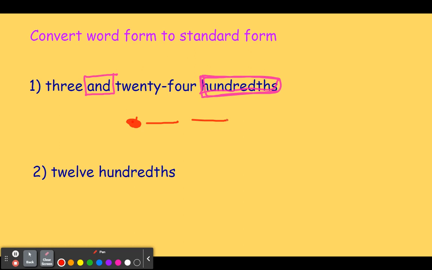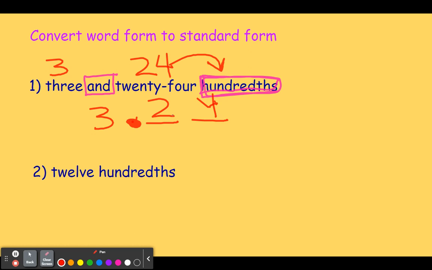Now, since I have the word and, I know that I'm going to have a whole number. In front of the word and is a 3. So I'm going to put a 3 above the word 3. And since it's in front of the word and, that's my whole number. So I'm going to put it in front of the decimal. Now, in front of that hundredths, it's 24. So I'm going to put a 2 and a 4 to make 24. Now that 4 needs to go in the hundredths. So I put a 4 in the hundredths, and I put a 2 in the tenths, and there's 3 and 24 hundredths.